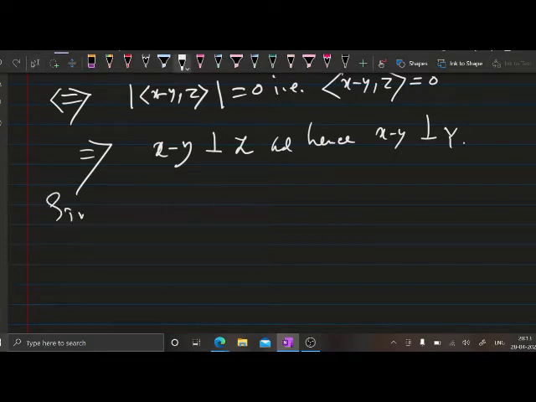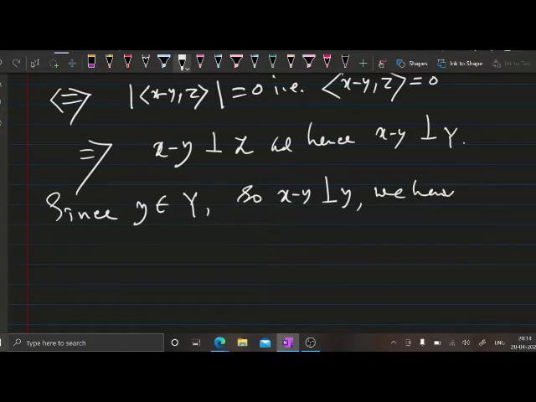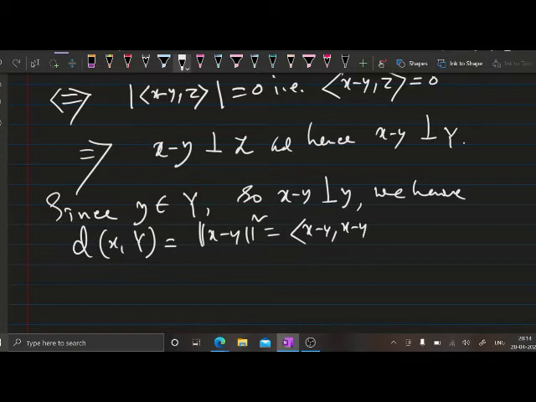Now since small y is an element of capital Y, x minus y in particular is orthogonal to y, and from this we have d of x, y is the norm of x minus y squared, which is the inner product of x minus y with x minus y. So you can expand this. So this is going to be the inner product of x comma x minus y minus the inner product of y comma x minus y. Now this is 0. So therefore it is square.